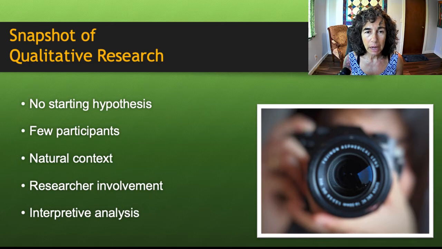So a snapshot of qualitative research. There's no starting hypothesis, because our whole goal is to think about what's going on, right? There are few participants, a natural context, the researcher is involved to some extent, and there's interpretive analysis.